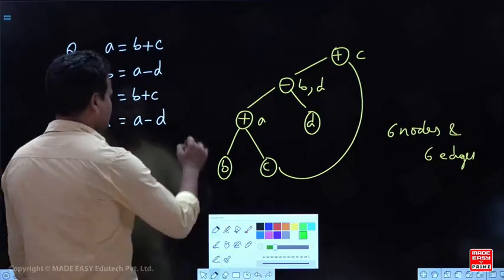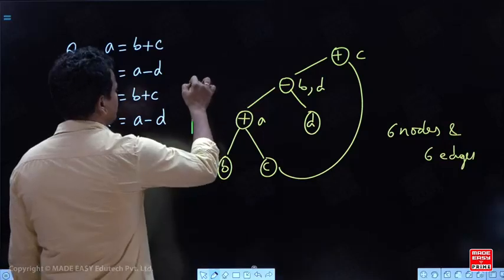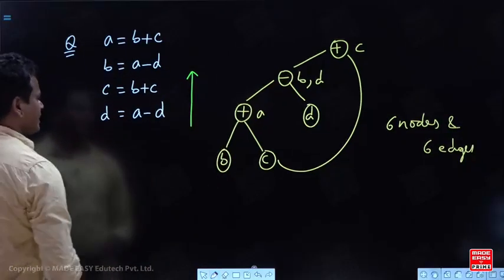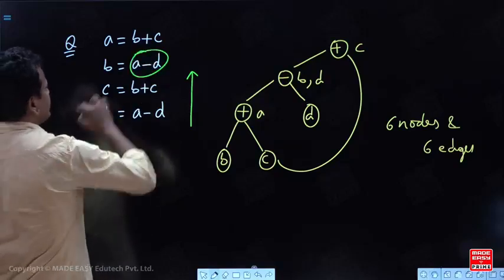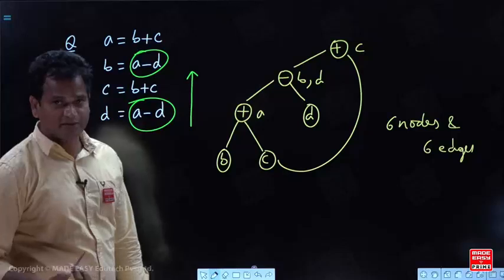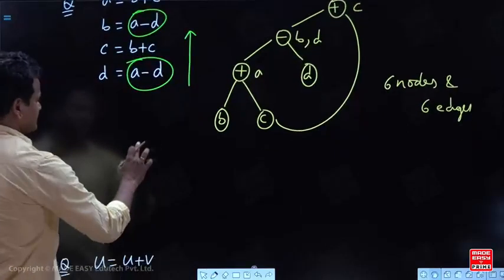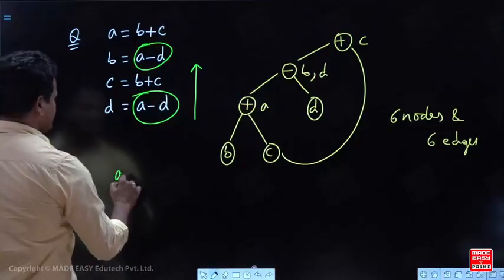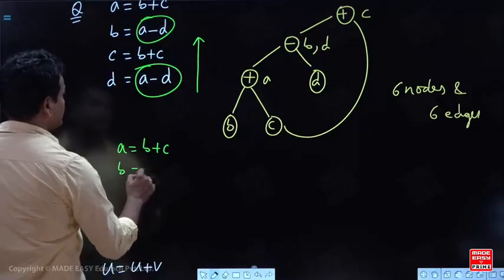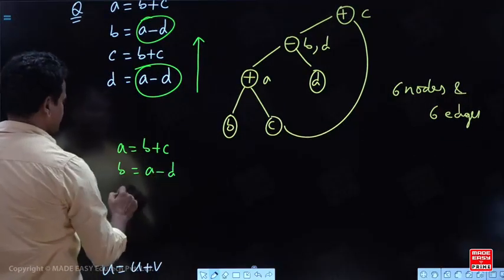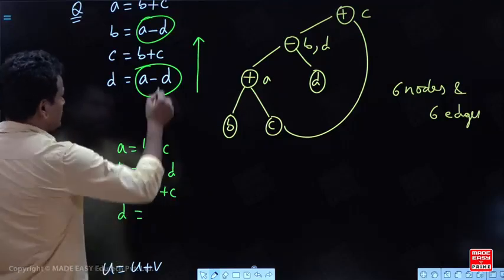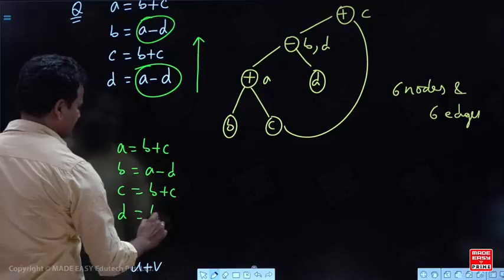Okay, now I'll go for the bottom up approach. Moreover, we have the common sub expression, yes or no? Then what will this be? Here A equal to B plus C and B equal to A minus D, C equal to B plus C, and D equal to what? A minus D, which is B.